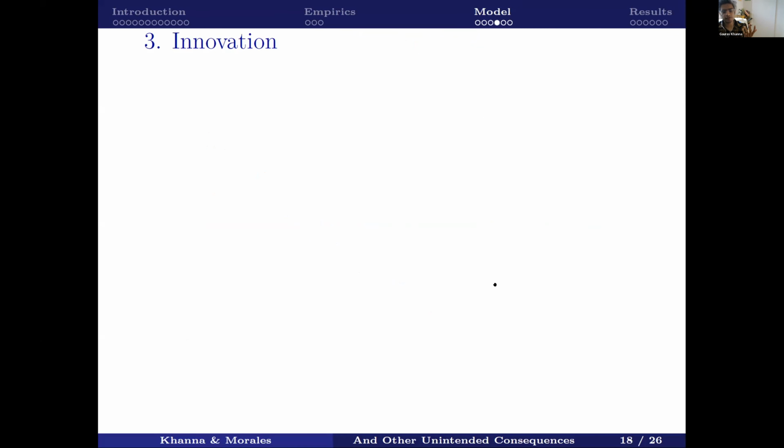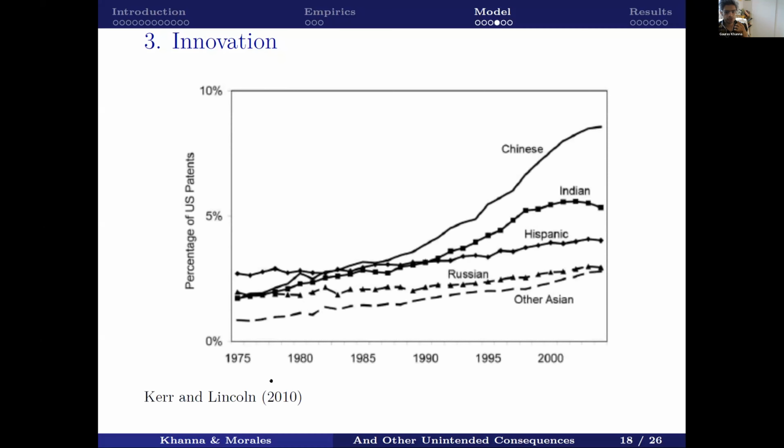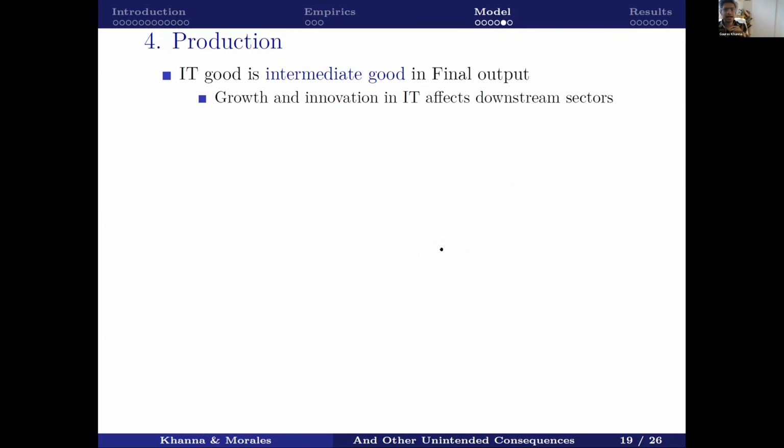And then, of course, there's a lot of innovation that happens in the tech sector, so that has to be modeled. I'm going to show you a graph from Bill Kerr and Bill Lincoln, who have this paper on patenting in the US, and they show that immigrant diasporas really do a lot of the innovation, and increasingly over the last few decades have been doing a lot of the innovation in the US.